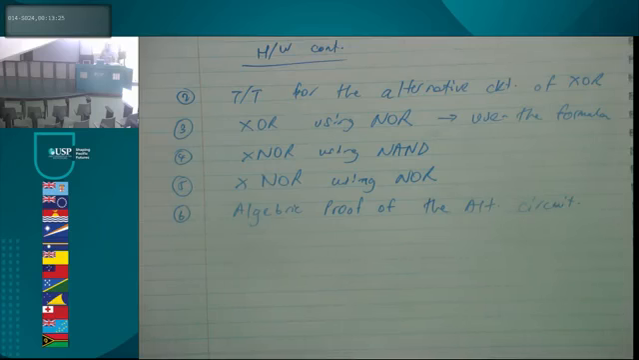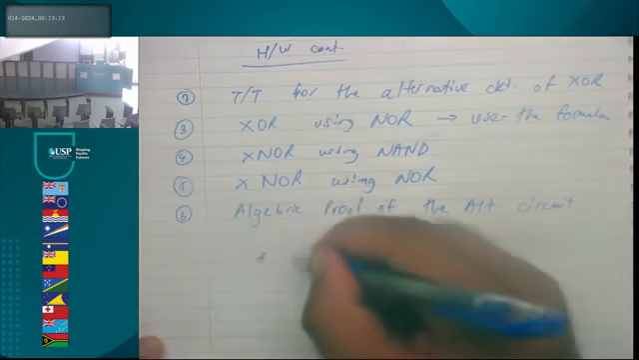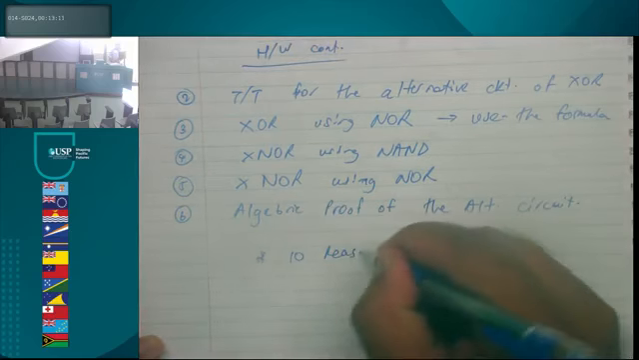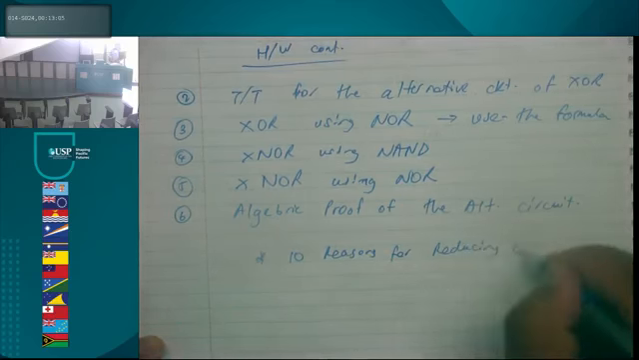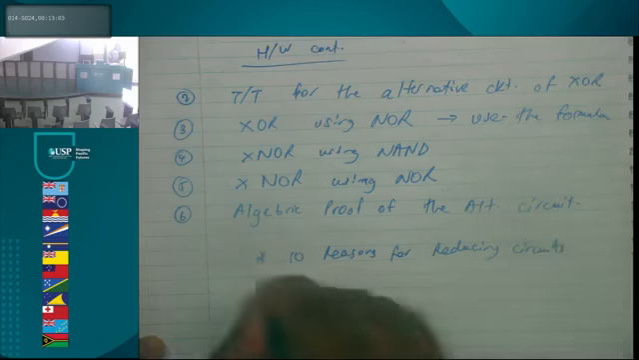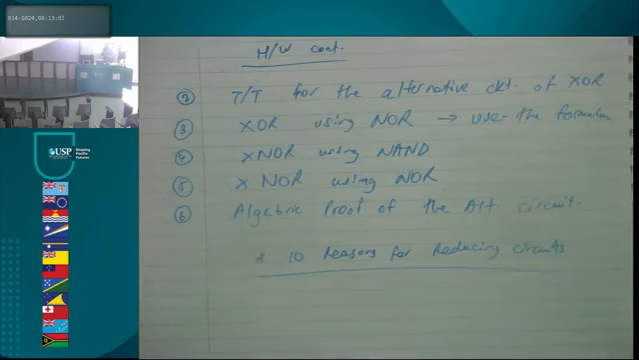Okay. Now, I'm going to just have a chat with you guys. I want you to write down these 10 reasons for reducing circuits. What are the 10 reasons? Why are we applying this Boolean algebra and all that? So I'm just going to talk to you guys and you guys can jot it down, all right?